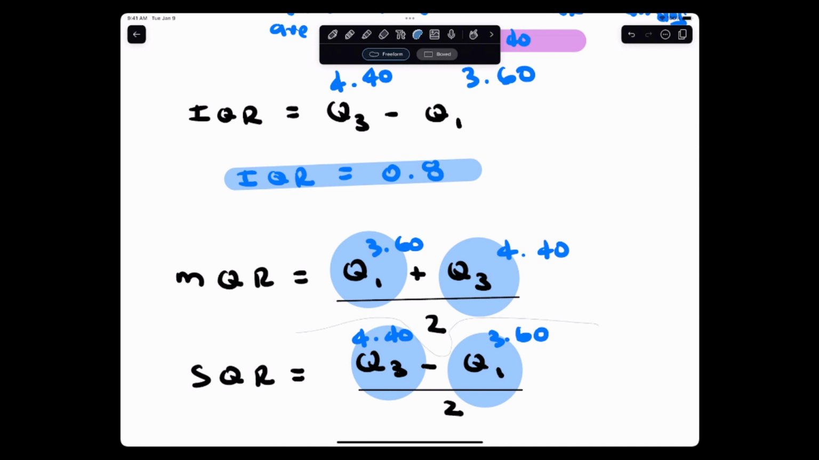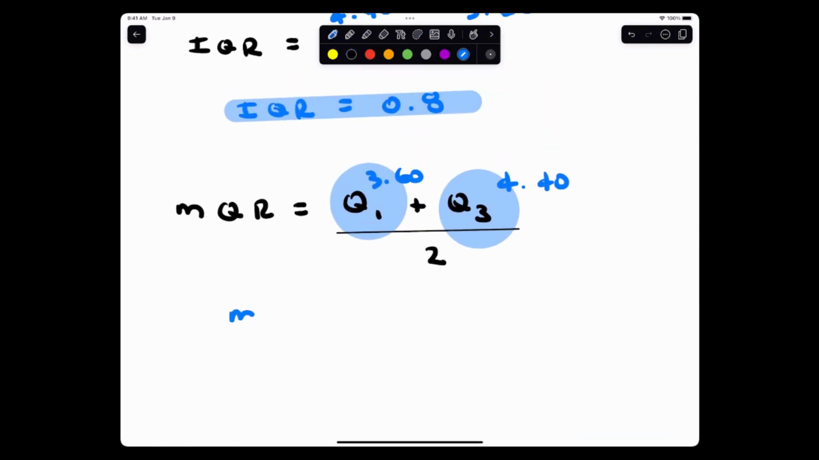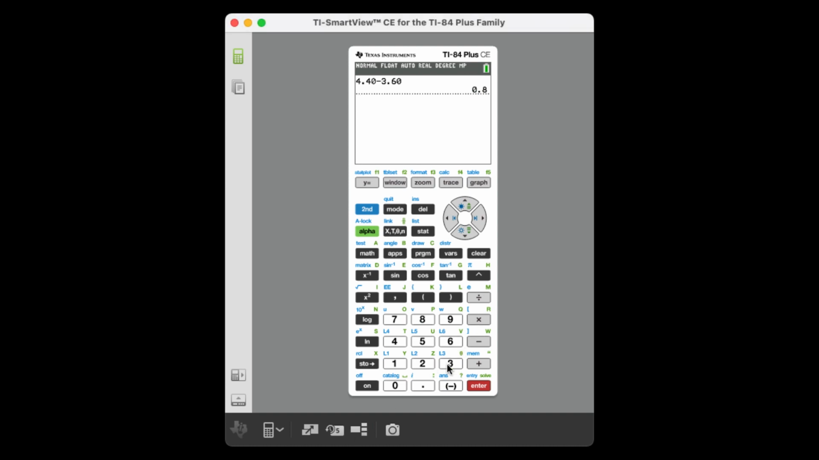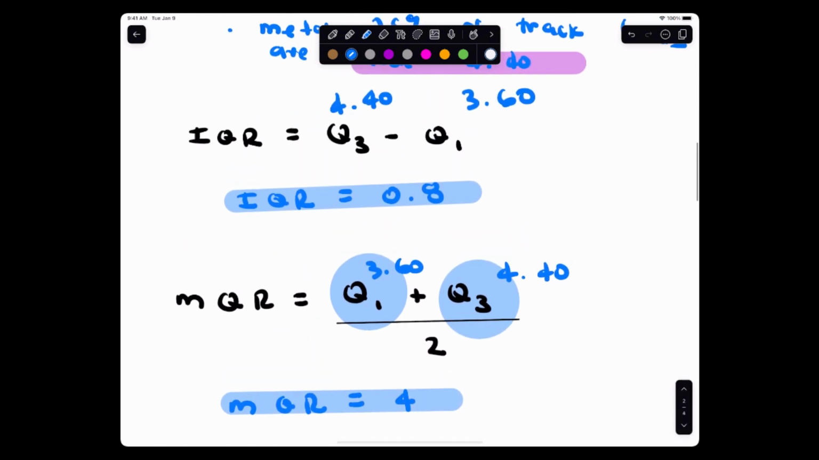So part of this is simply, can you read the box plot? What's the mid quartile range? 3.60 plus 4.40, in parentheses, divided by 2. What do you get? It's 4. Is that right? So this measures our dispersion, by the way. So we're looking at some dispersion. Okay, so far, easy peasy lemon squeezy.